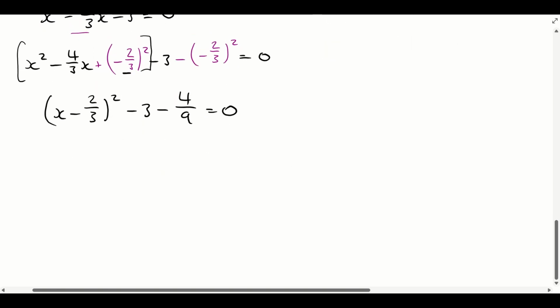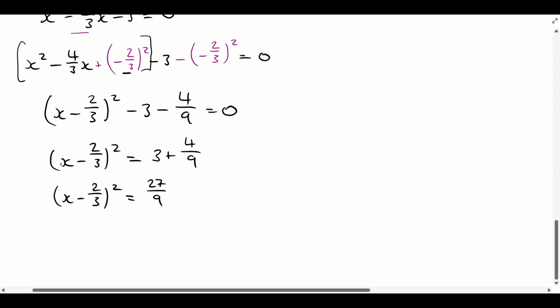So we end up with x take 2/3 squared, and we'll move all of this number stuff over to the other side. 3 plus 4 over 9. So x take 2/3 squared. Now instead of writing a 3, I'm going to write 27. So 27 over 9, okay, plus 4 over 9. Well, that is just 31 over 9.